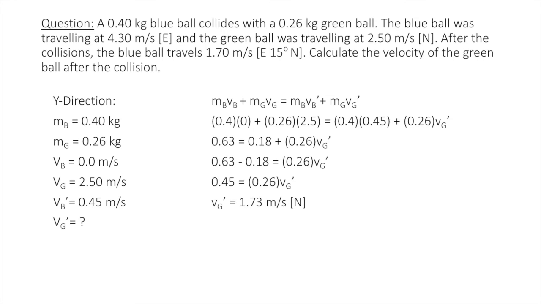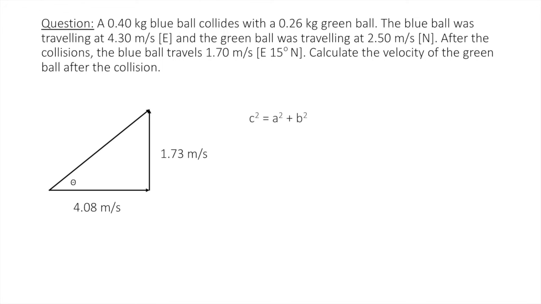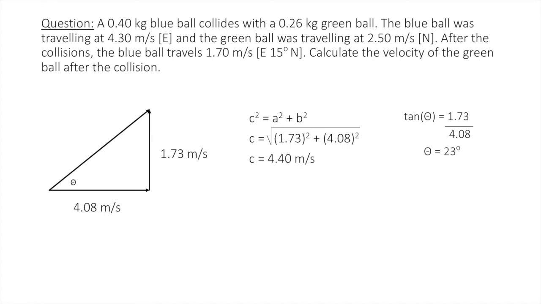The last step to solving this question is to use Pythagorean theorem to find the magnitude of the resultant velocity of the green ball, as I've shown you here. You should get 4.4 meters per second for the resultant velocity. To determine the direction of the velocity, use inverse tan to find the angle, as I have illustrated here. You should get 23 degrees for your angle. Now that you have these two pieces of information, just combine them together, and your final answer should be 4.4 meters per second east 23 degrees north.